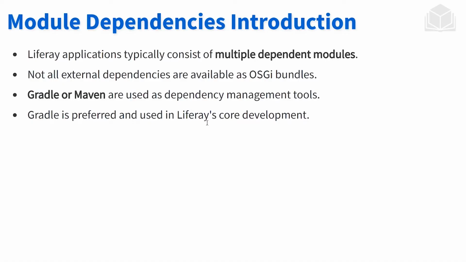So how do we bring the proper dependencies and projects into our existing projects so that things work the way that they are supposed to work? Let's talk about these. When we're creating a Liferay application, we typically have dependencies on other modules, on other libraries, and so on. Some of these libraries may not be OSGi bundles, so we're going to need to take into account how we bring those in.